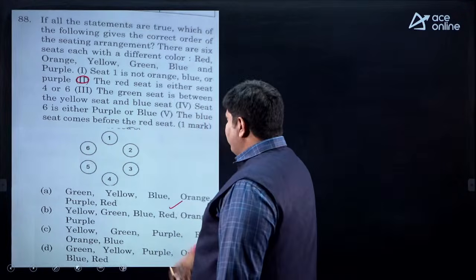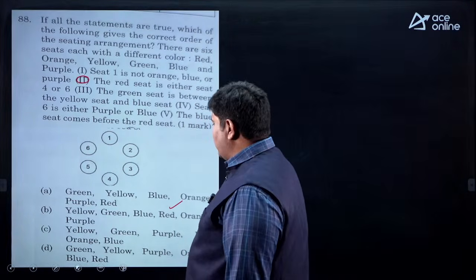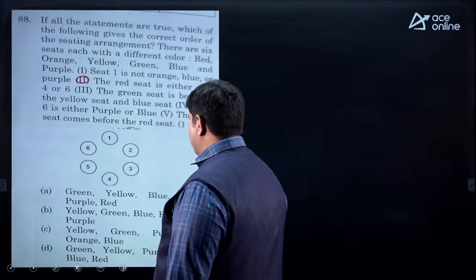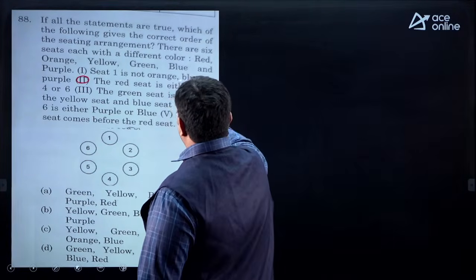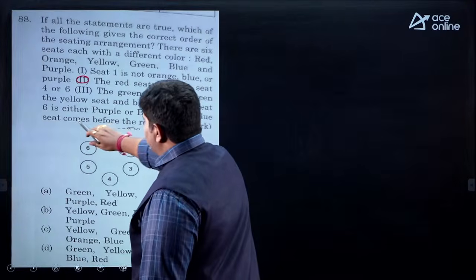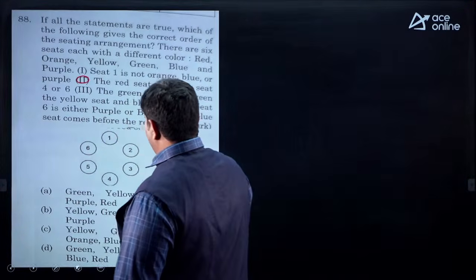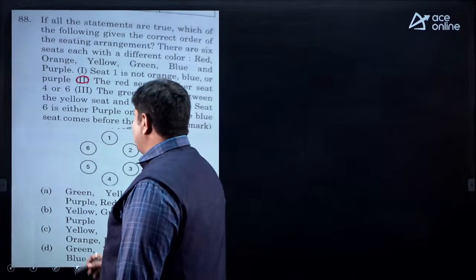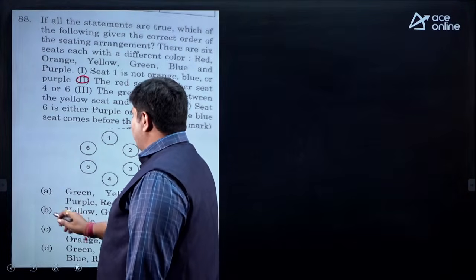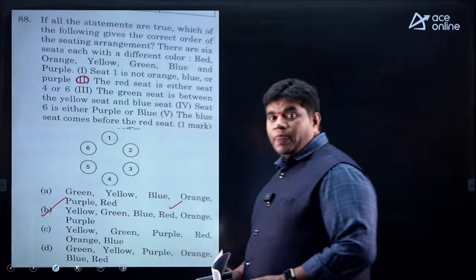Okay, red before blue compulsory. Seat 1 is not orange. Fourth, seat 6 is either purple or blue. Okay, blue or purple. Last place is blue or purple. B is the right answer.